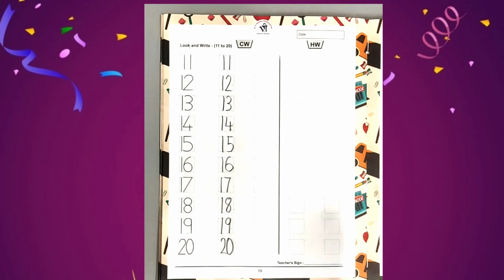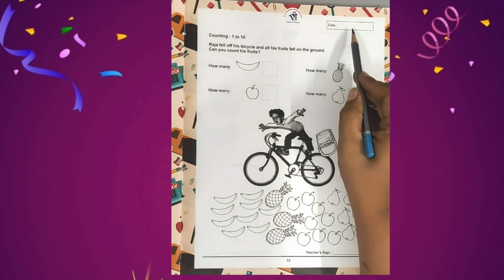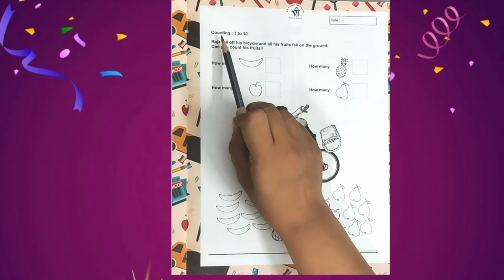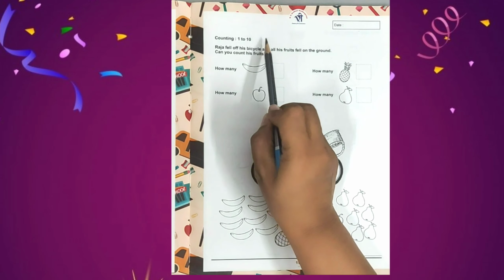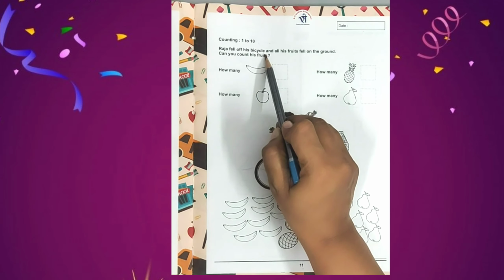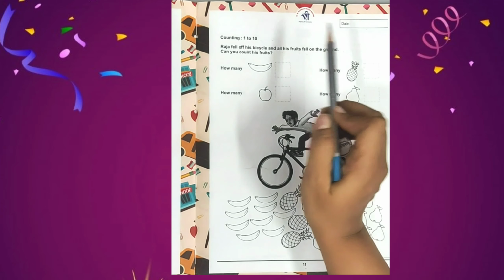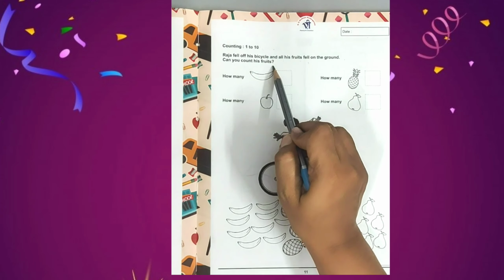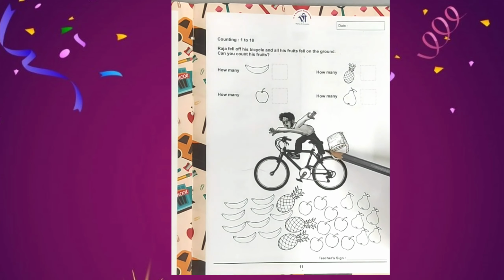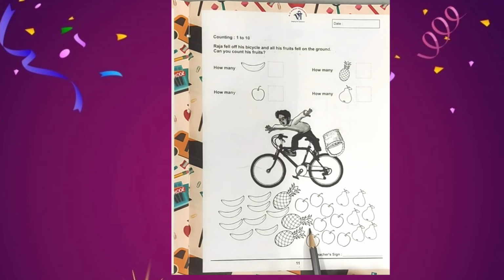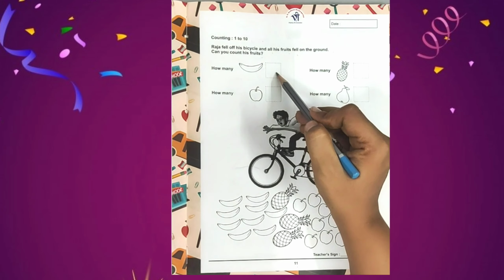Okay. Now jump to page number 11. Write down the date here. What is the exercise? That is counting 1 to 10. Raja fell off his bicycle and all his fruits fell on the ground. Can you count his fruit? Okay. This Raja fell down. Now we have to count the fruits and write over here.